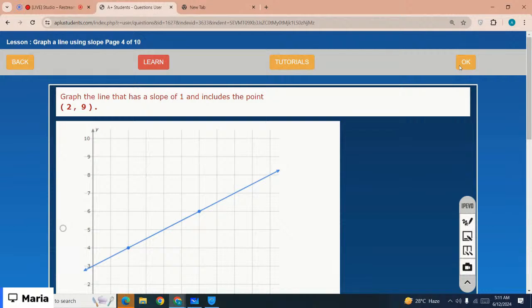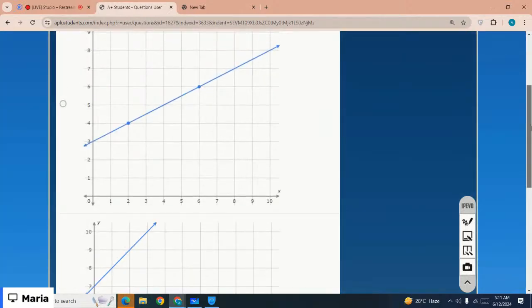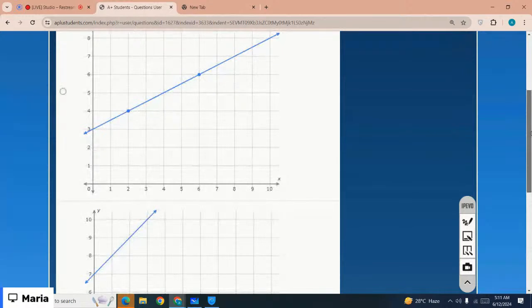Graph the line that has a slope of 1 and includes the point (2, 9). Here is the first graph. Let me show you the other one. This is the first graph, and this is the second one. You can decide. Let me write here. The slope is 1 and the point is (2, 9). Then you can tell me which is the correct option, right?